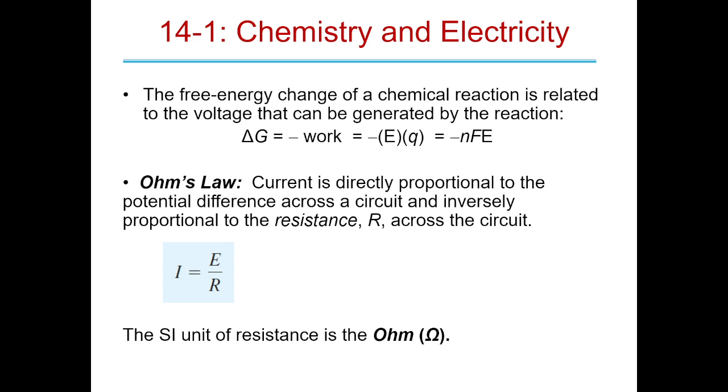So Ohm's law states that current is directly proportional to the potential difference across a circuit and inversely proportional to the resistance, which is denoted by a capital R in this case, across the circuit. The SI unit of resistance is actually the ohm, and it has this symbol right here, which is that omega sort of symbol. Okay.